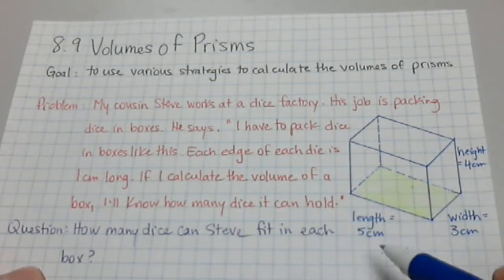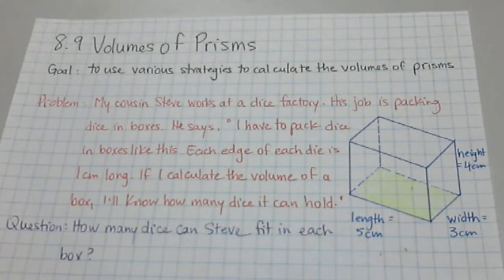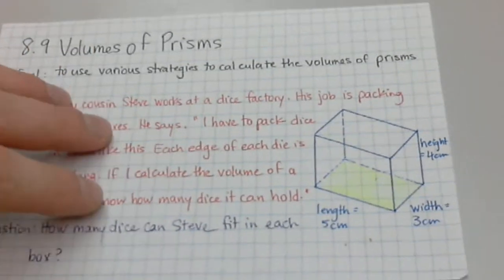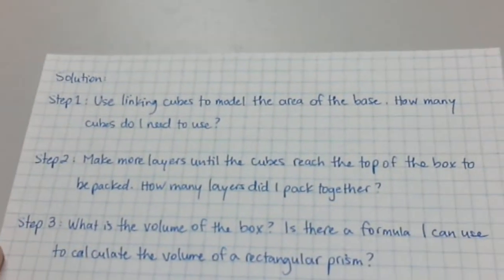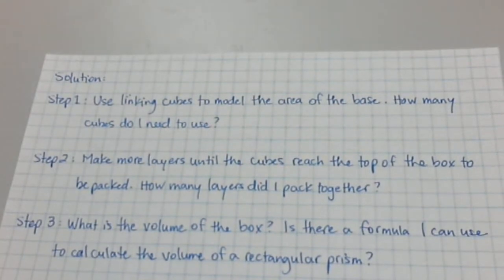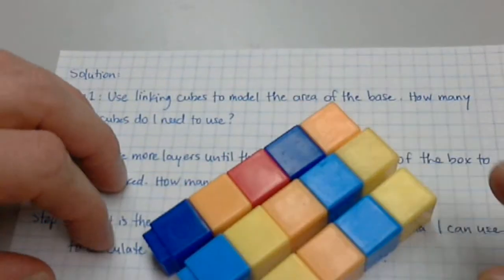Now you notice that there are a couple of dimensions here. It's 5 centimeters by 3 centimeters by 4 centimeters. And so we're going to go through a few steps to try to solve this problem. And what we're going to do is follow the steps. So the first step is to use linking cubes to model the area of the base. Now we're told that it's 5 by 3, and so I just happen to have some linking cubes.